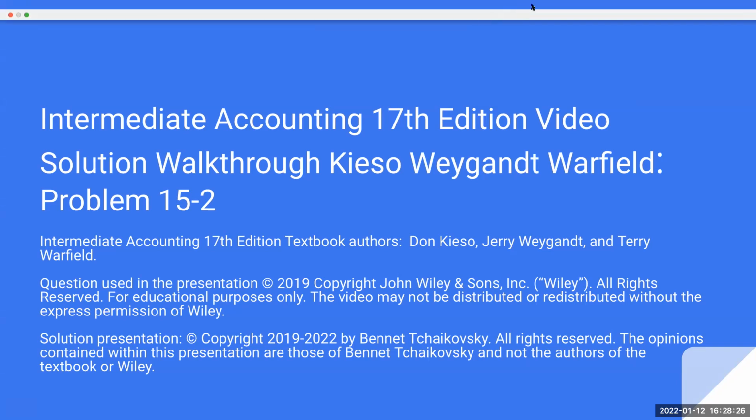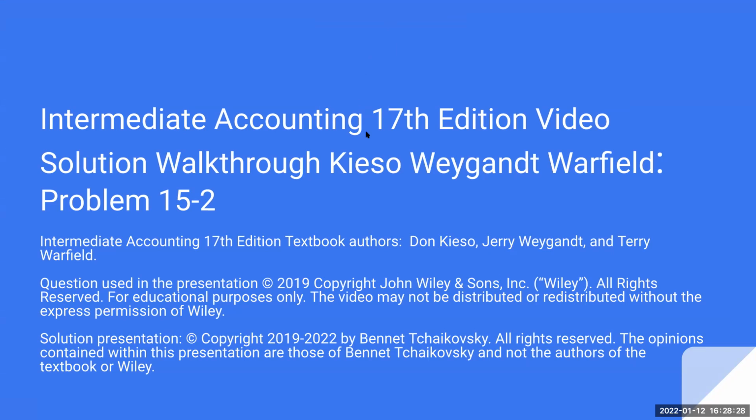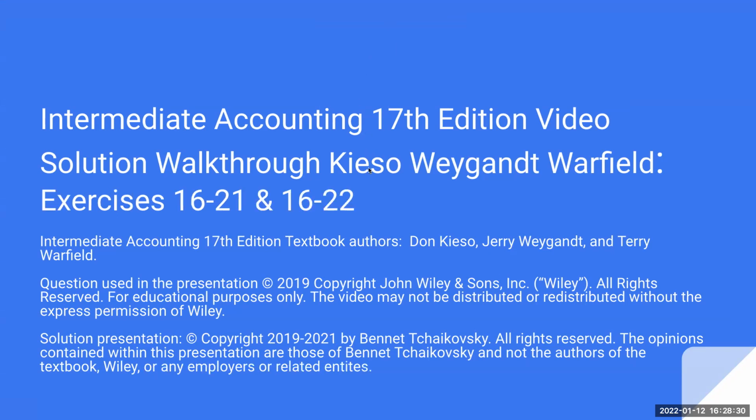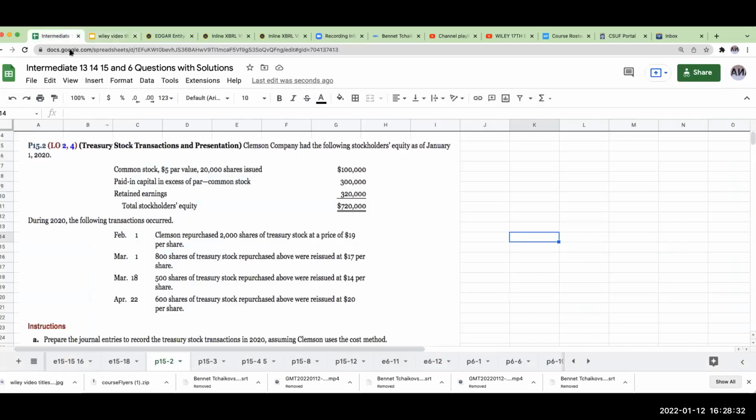Okay, so let's go ahead and take a look over here. So we have treasury stock, transactions, and presentation. The Clemson Company had the following stockholders' equity as of January 1st, 2020. Okay, so we've got common stock. We're going to have issued. We also would have authorized, but they're not telling us that. Issued, outstanding.